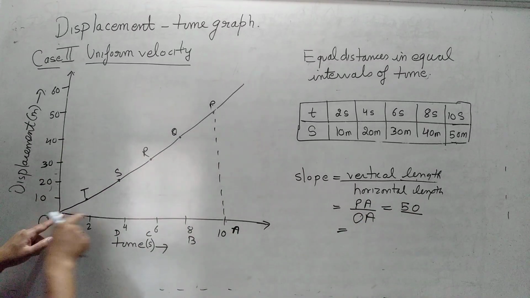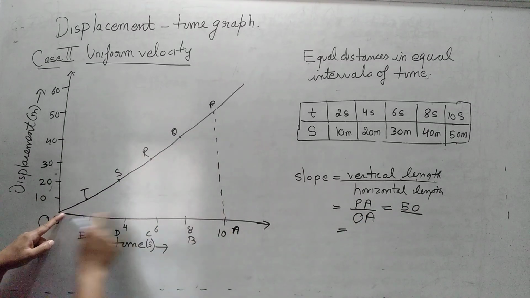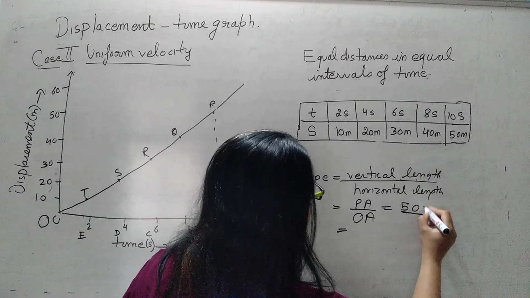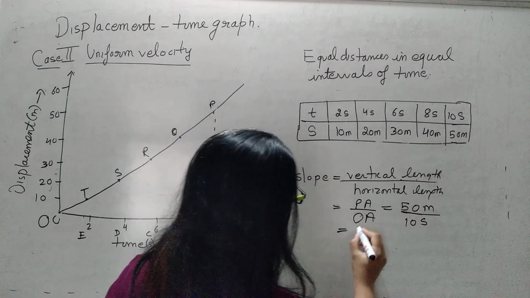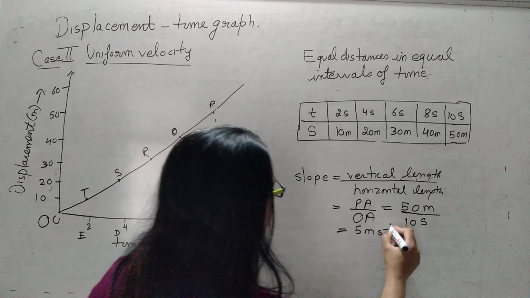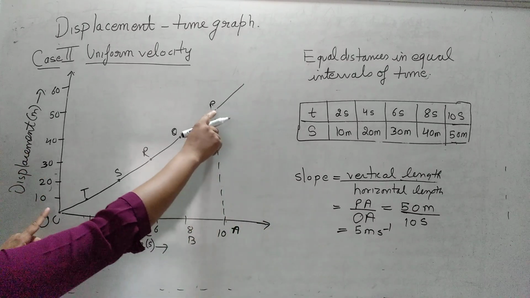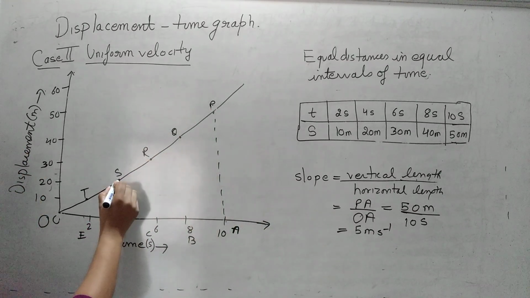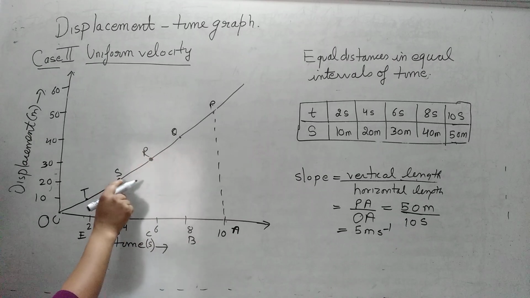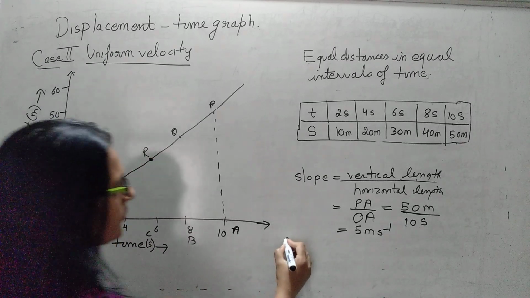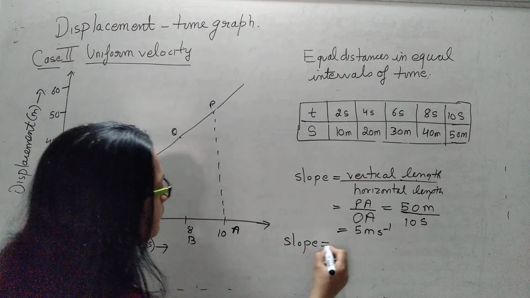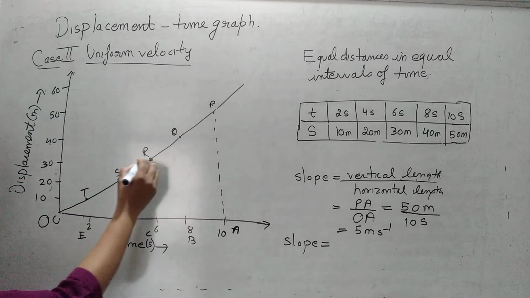And what is this? It is equal to 10. So vertical is 50 meter. This is 10 second and the answer comes out to be 5 meter per second. Now just as I have obtained this slope by using two faraway points, I can also find the slope by taking the points R and S. Let us find the slope by taking the points R and S.